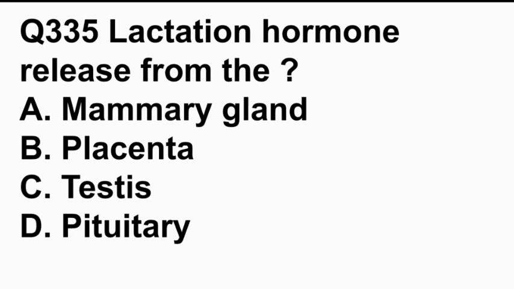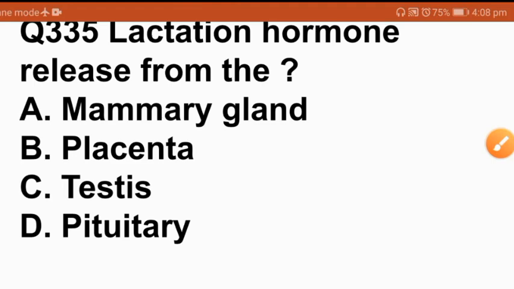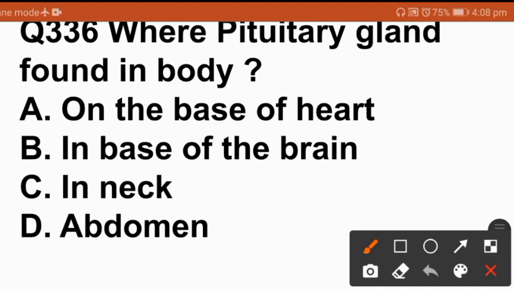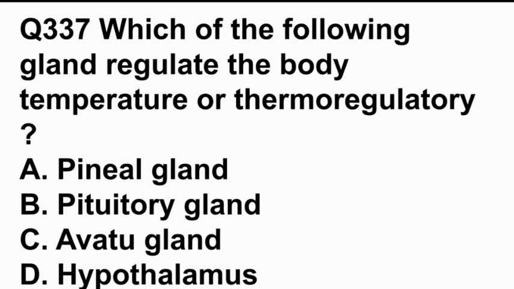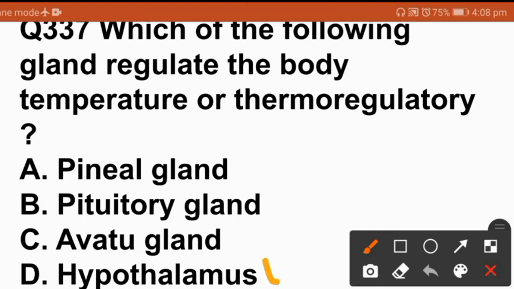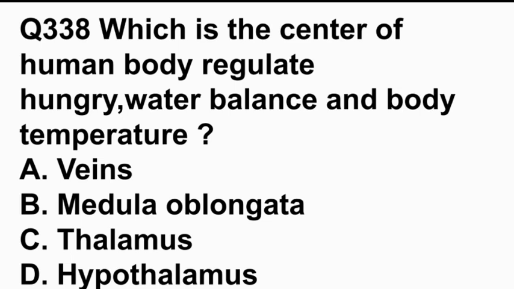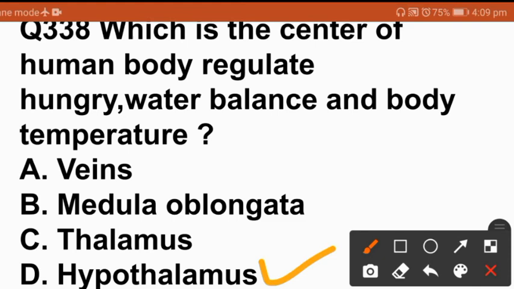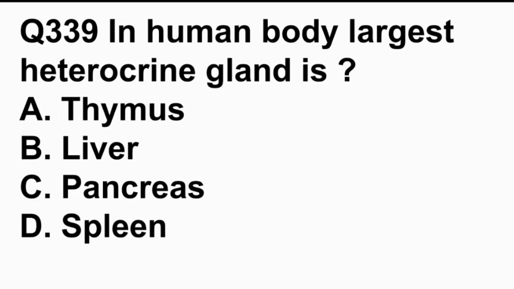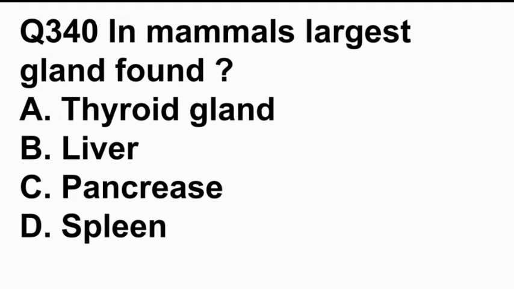Lactation hormone is released from the D. Pituitary. Where is pituitary gland found in body? B. In base of the brain. Which of the following glands regulates the body temperature or thermoregulatory? D. Hypothalamus. Which is the center of human body that regulates hunger, water balance and body temperature? D. Hypothalamus. In human body, largest heterocrine gland is C. Pancreas. In mammals, largest gland found is B. Liver.